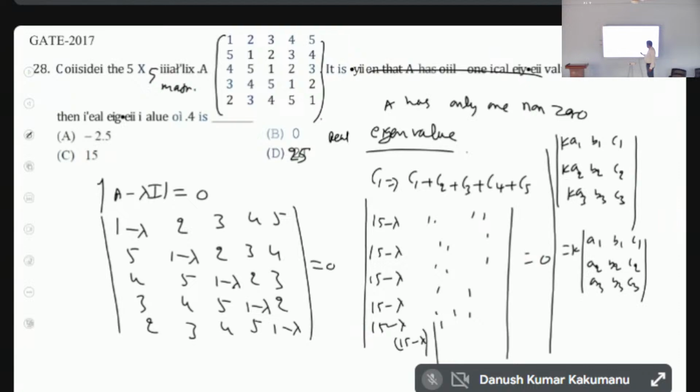Then what happens here? The first column becomes 1, 1, 1, 1, 1. Rest of the elements as they are. This we are equating to 0. 15 minus lambda equal to 0. What is the lambda value? 15 is the answer. Lambda value is 15.